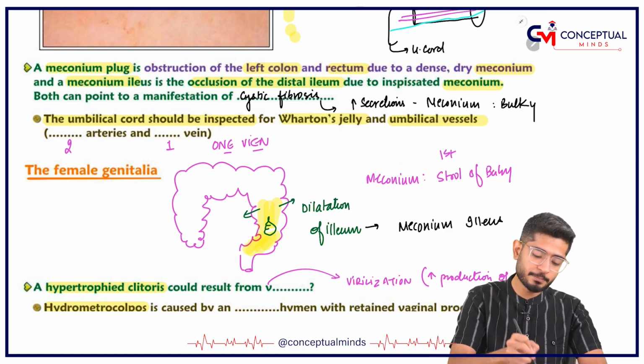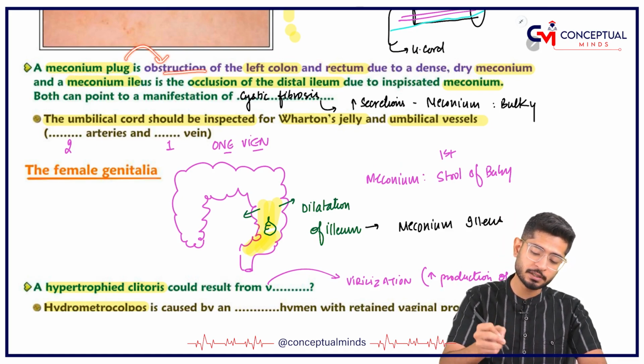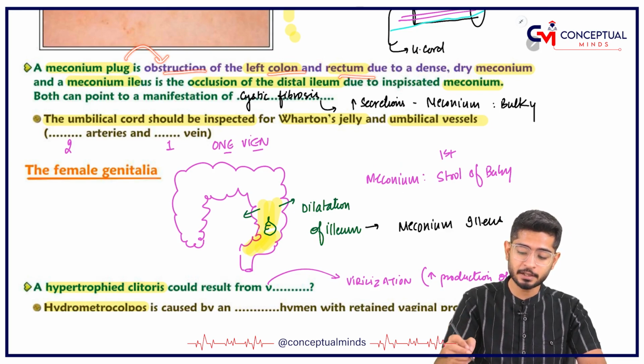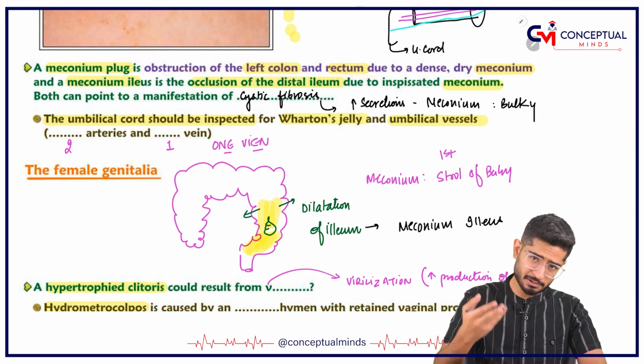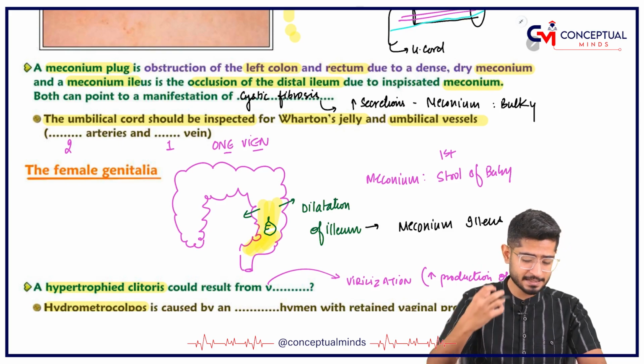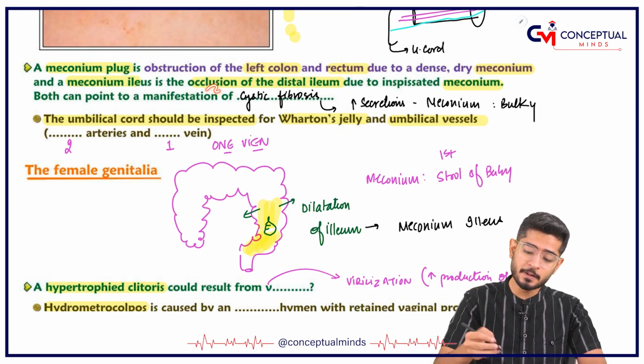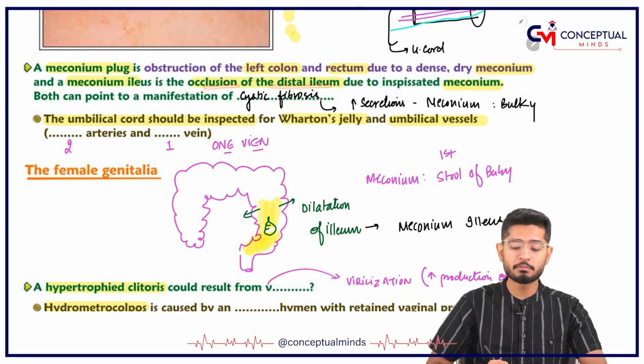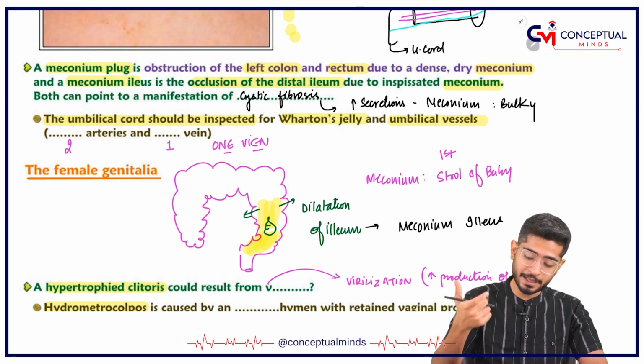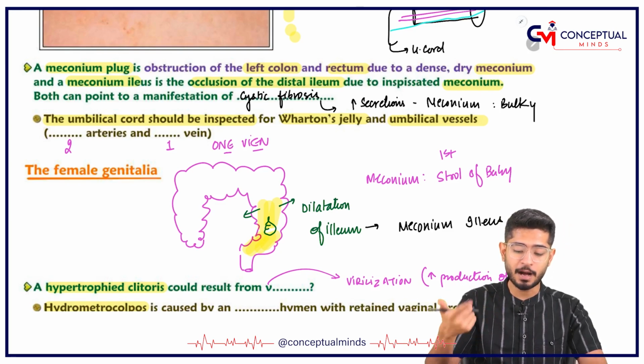So what is meconium plug? Plug means it is obstructing the left colon and the rectum. Why? Because it is getting dense, it is getting lodged there. That leads to occlusion of the distal ileum and that leads to dilatation, that is called as meconium ileus.